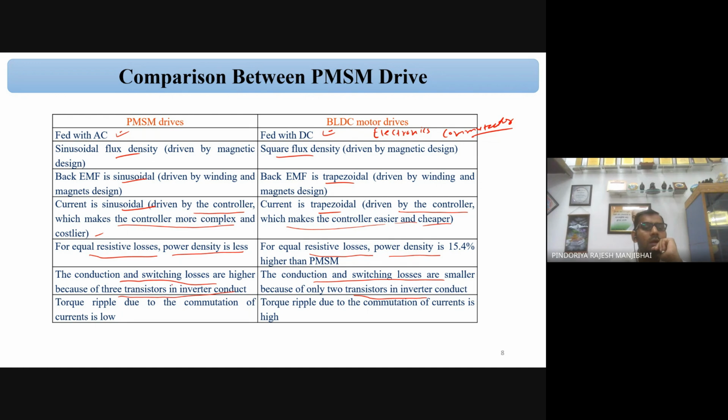Okay, torque ripple due to commutation current is low in the case of the PMSM. In the BLDC motor, torque ripple due to commutation current is high because of the trapezoidal waveform, and at a time we can operate only two phases. So torque ripple is high compared to the PMSM.